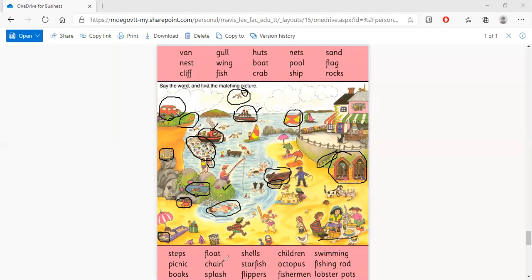Chain. We're looking for a chain. Someone has a chain around here. I believe it's the fisherman who has a chain in his hand here. Splash. Little boy is splashing his feet. Shells. Yeah, two shells.